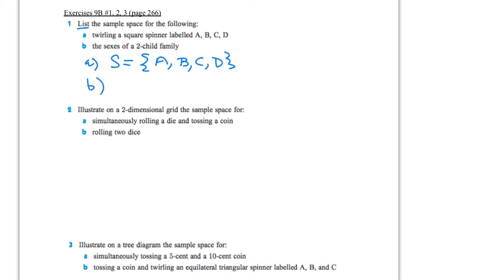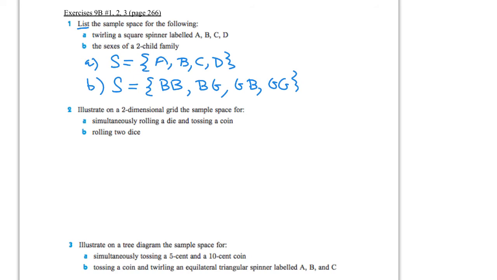The sex in a two-child family. This, again, off the top of our head, a two-child family could have boy then another boy, boy then a girl, girl then a boy, or girl, girl. So you see here, we have something that looks very similar to just heads and tails.